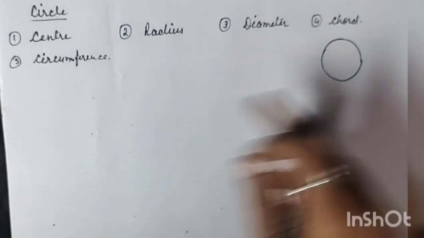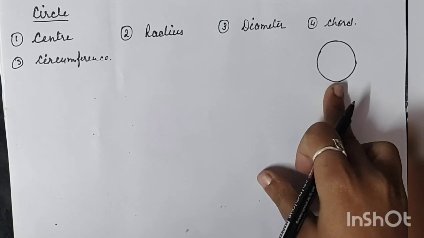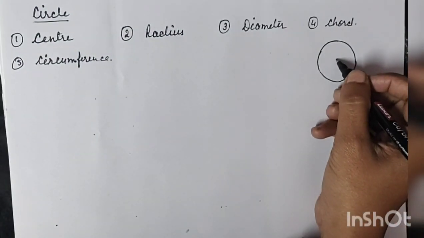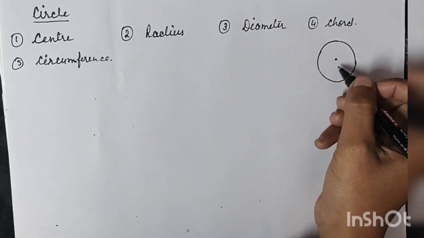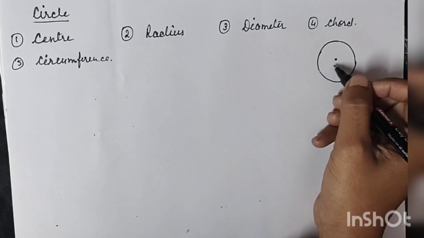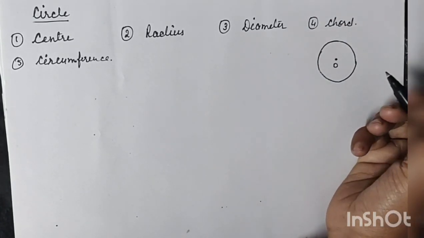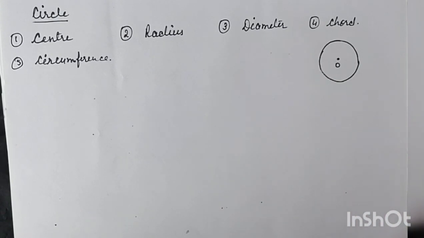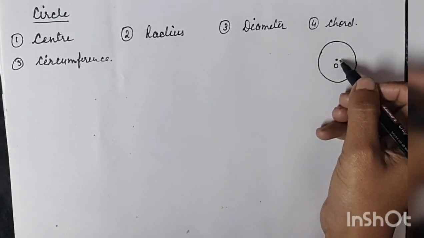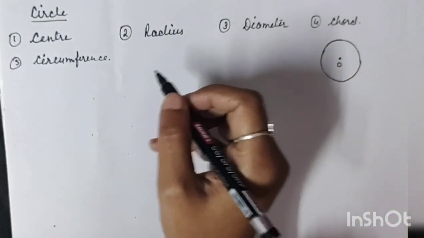Circumference of the circle. As we already know about this figure, this is your circle. And if we discuss the center, the center is the middle part of the circle. Okay, this one is the center of the circle, and we can denote it by O, or A, B, whatever you want to write. So this is the center of a circle, and next one is radius.